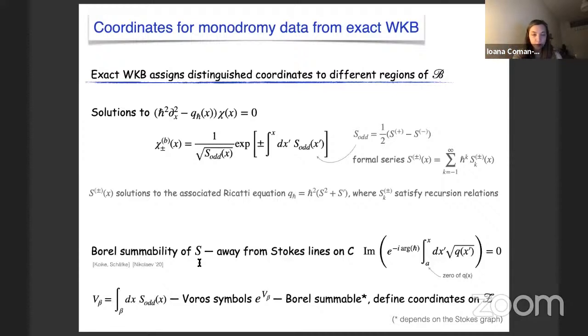the Stokes matrices. And then an important object that can be defined using the formal series S is what is called the Borel symbol, and is associated to particular loops on sigma. And this has been shown to be Borel summable when the Stokes graph is generic. And I will say in one minute what this is. But for now, when these are Borel summable, they can be used to define coordinates on the moduli space of quantum curves.